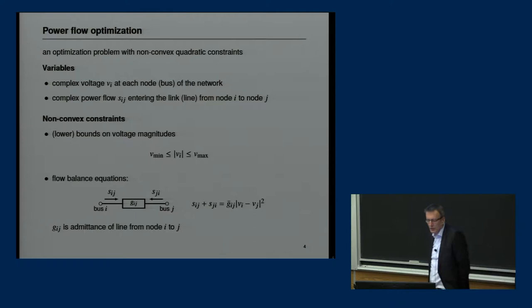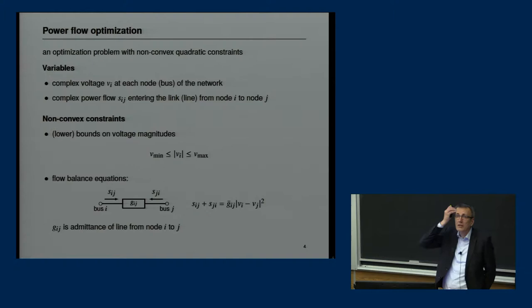There are two types of non-convex constraints. First, you have upper and lower limits on the absolute value of the voltage. And the lower limit is a non-convex constraint on that complex variable. If you represent a complex variable as a two-vector, it would be a non-convex lower bound. The second constraint is the flow balance equations. For each line between nodes i and j, you can look at the power flow from i to j and from j to i. Because of losses, the sum is not zero, but the sum is related to the difference in the voltages via a quadratic equation. The sum of the two complex power flows is the square of the distance between Vi and Vj. So that's a non-convex quadratic equality constraint.